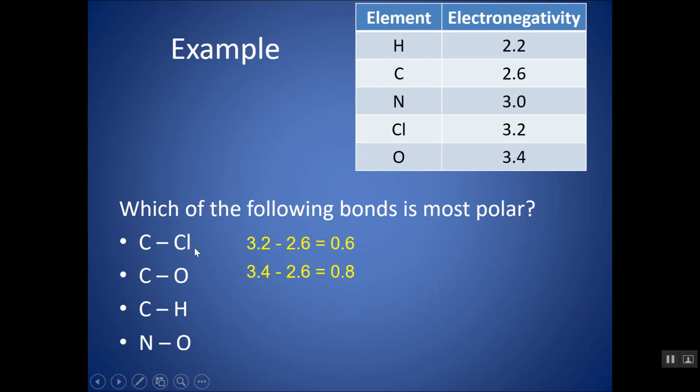Okay, for CO, I'd get 0.8. For CH, I'd get 0.4. And for NO, I'd get 0.4. So the bond that is most polar would be the CO because it has the largest difference in electronegativity.